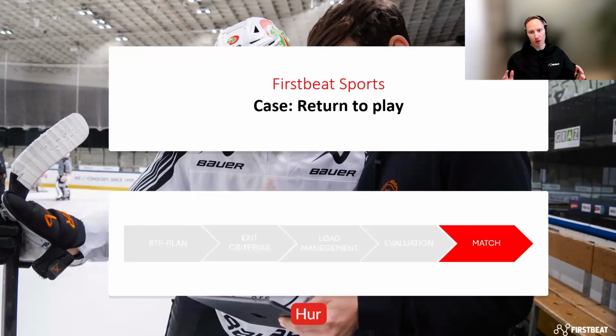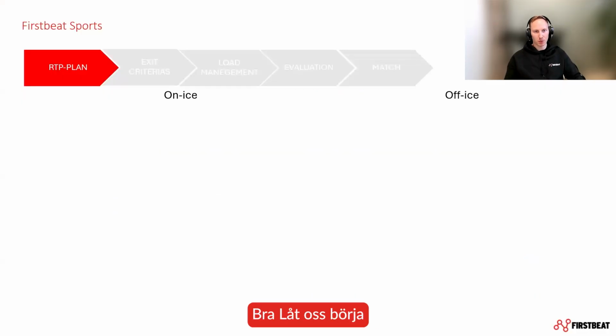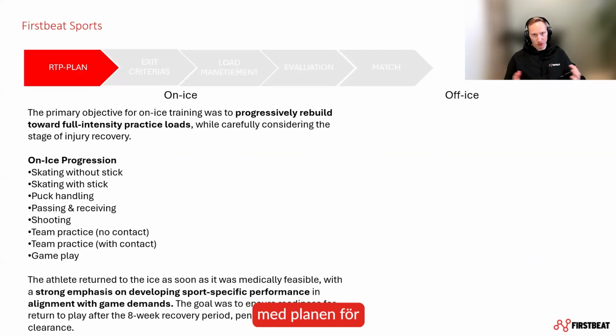How this presentation is set up: we go first through the return to play plan. Then we go through the exit criteria. Then we have a look at load management. Then we have a look at the evaluation: have we met the exit criteria? And then we go to analyze the actual match values. Good. Let's start with the return to play plan, how it was designed.